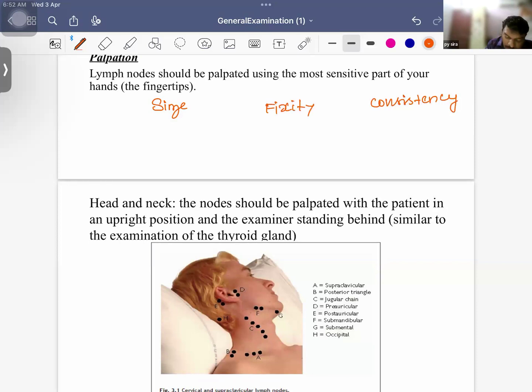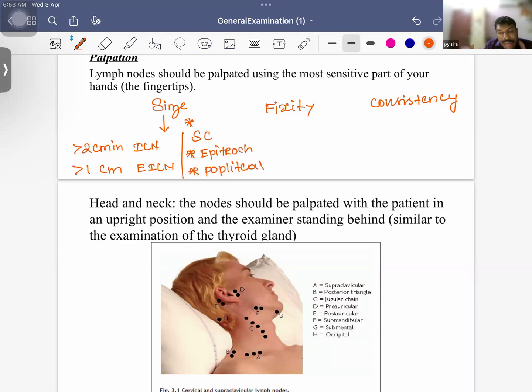Size: more than 2 centimeter of inguinal lymph nodes, and more than 1 centimeter in extra-inguinal lymph nodes is significant. Any size of lymph nodes in supraclavicular, epitrochlear (behind the elbow), and popliteal. Here any size of lymph node is significant.